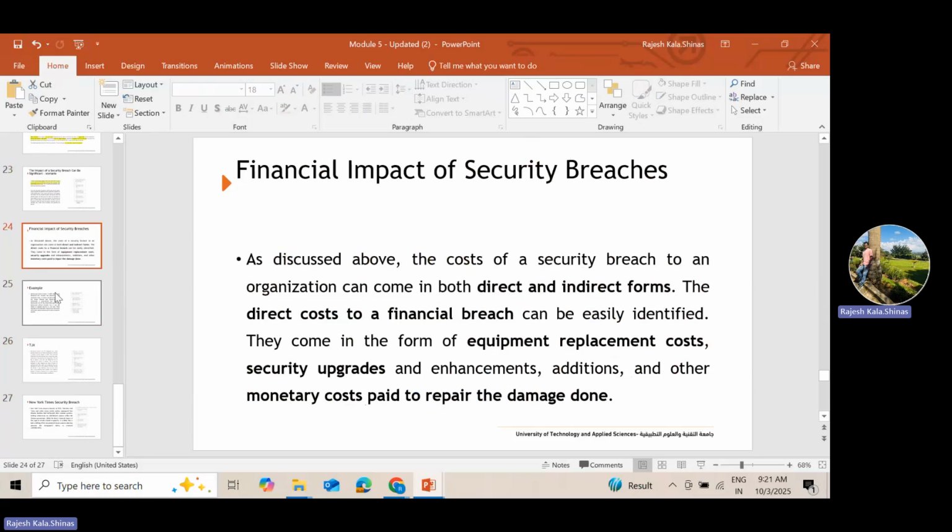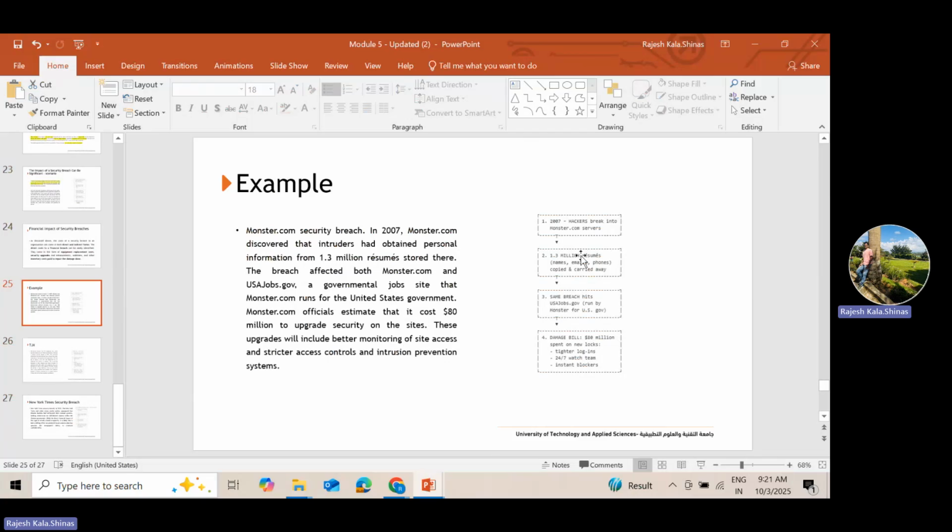Then the example here is Monster.com. In 2007, Monster, a job recruitment company. When I was doing my master's, I finished in 2006. At that time, when you were about to graduate, you had to upload your resume into Monster. Then whenever jobs matching your profile came, or interviews came, they would send you the links to go and attend the interview, or they even sent the resume to companies. If the company found you eligible for that job, they would contact you.